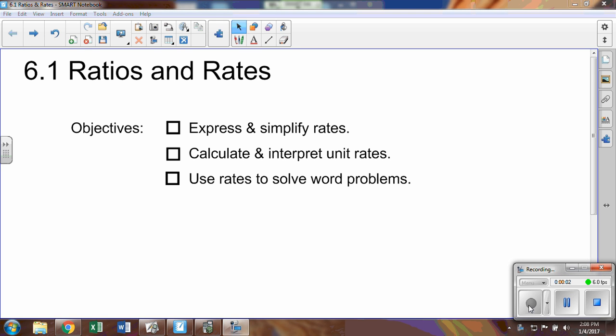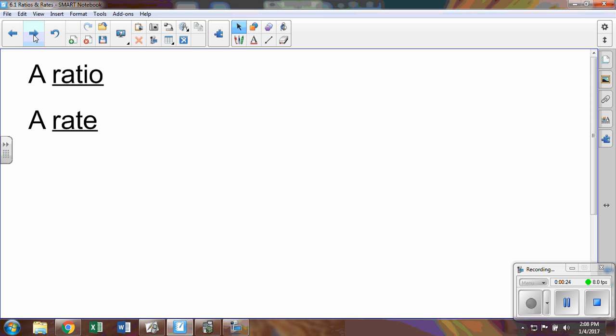With this lesson, we're going to be working on ratios and rates. Basically we have three objectives that we want to accomplish. Express and simplify a ratio or rate. We want to be able to calculate and interpret unit rates, use them to answer some questions. And we'll also use rates to solve some word problems. So getting right into it.